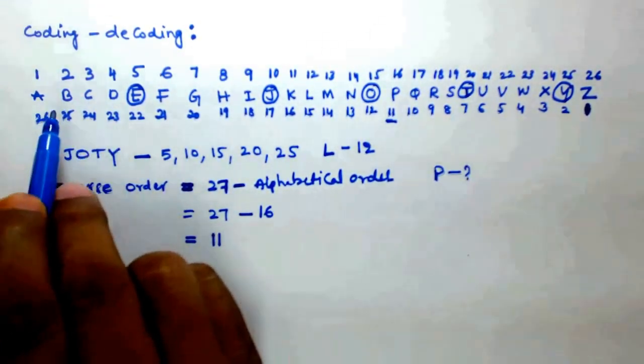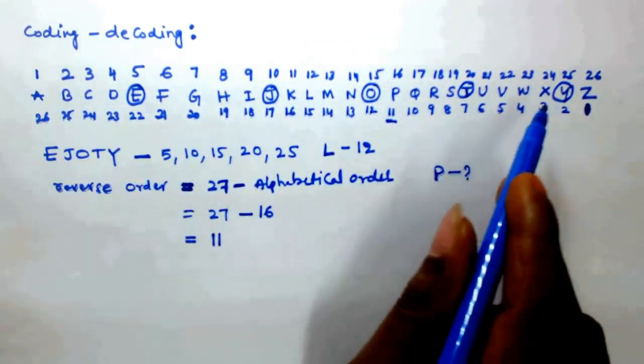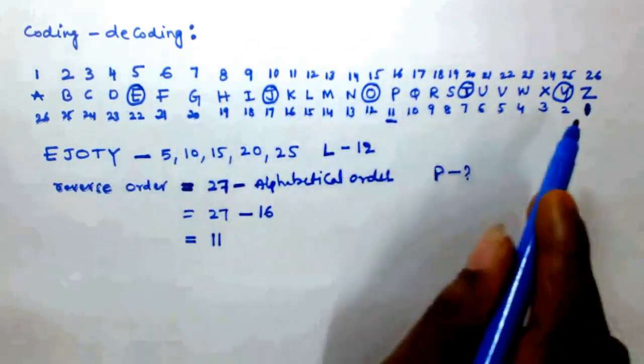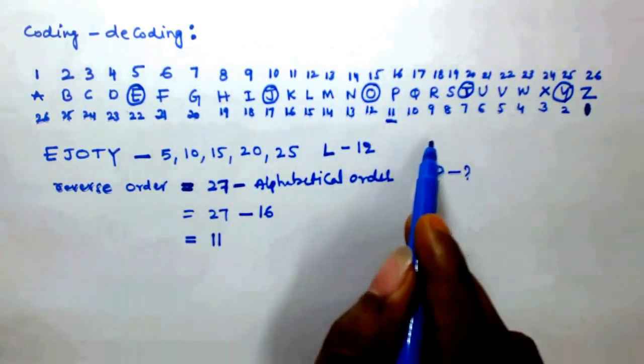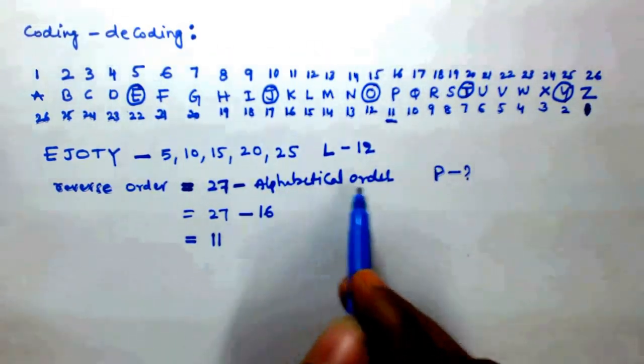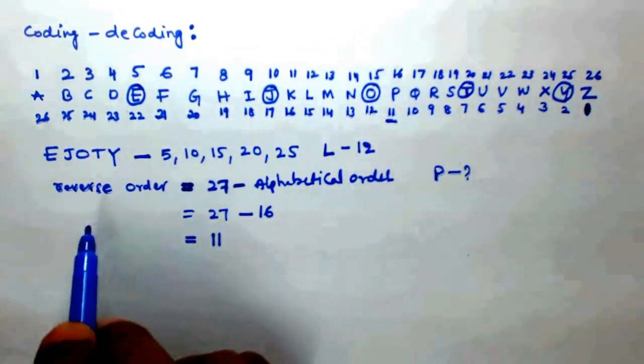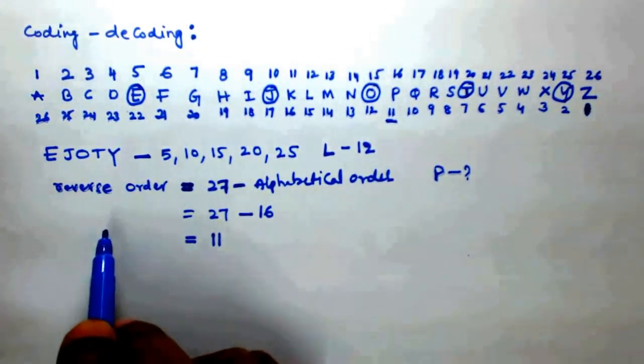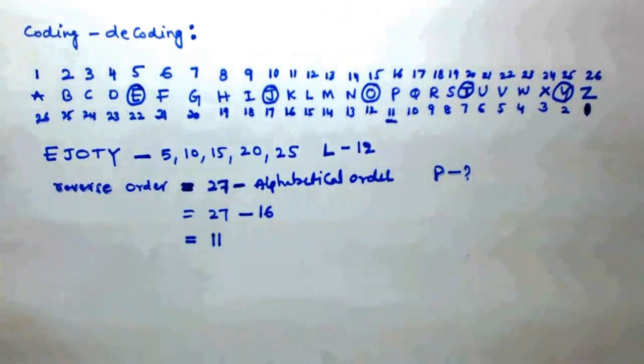How do we remember the alphabetical order of the numbers? Using the EJOTY rule. How will we get the reverse order? 27 minus alphabetical order will give the reverse order. Now let's see one question based on this.